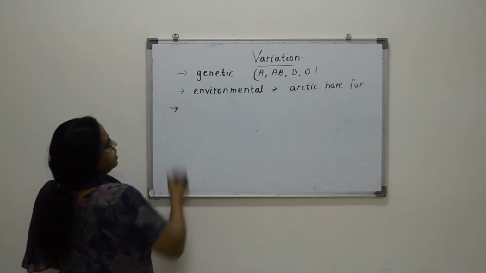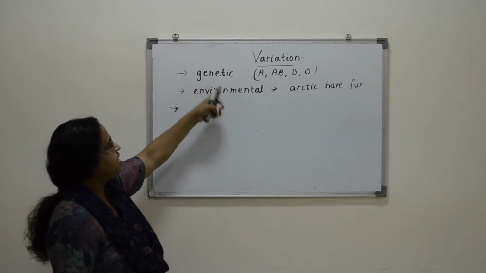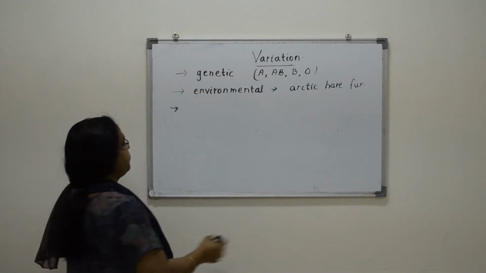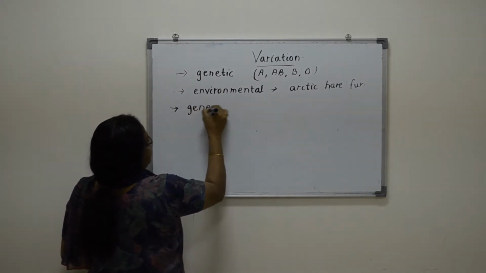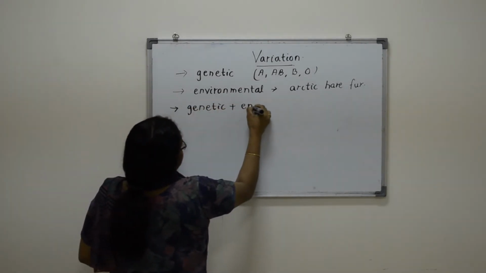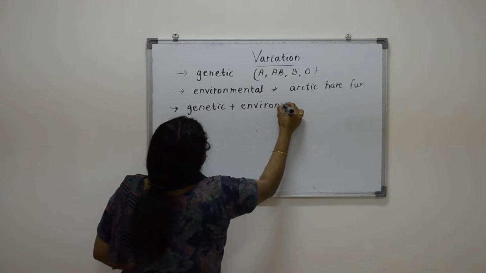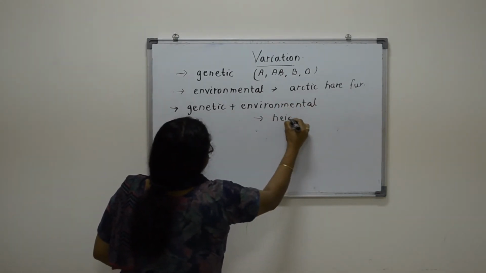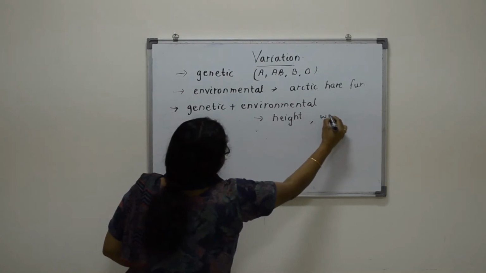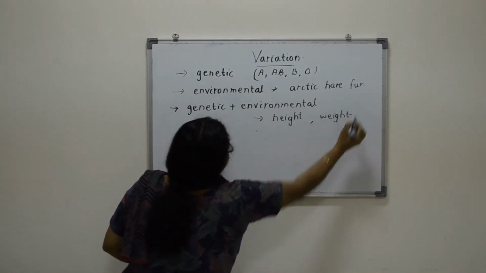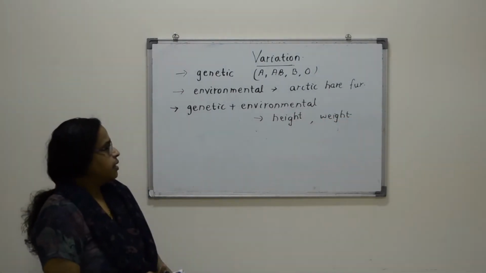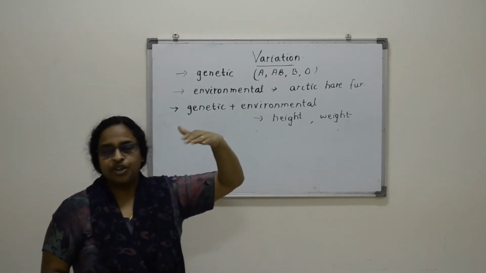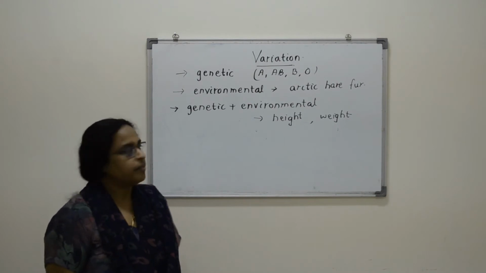And the third one is a combination of genetic and environmental. Example is height or weight. Usually, most people have a normal height for their age, is it?